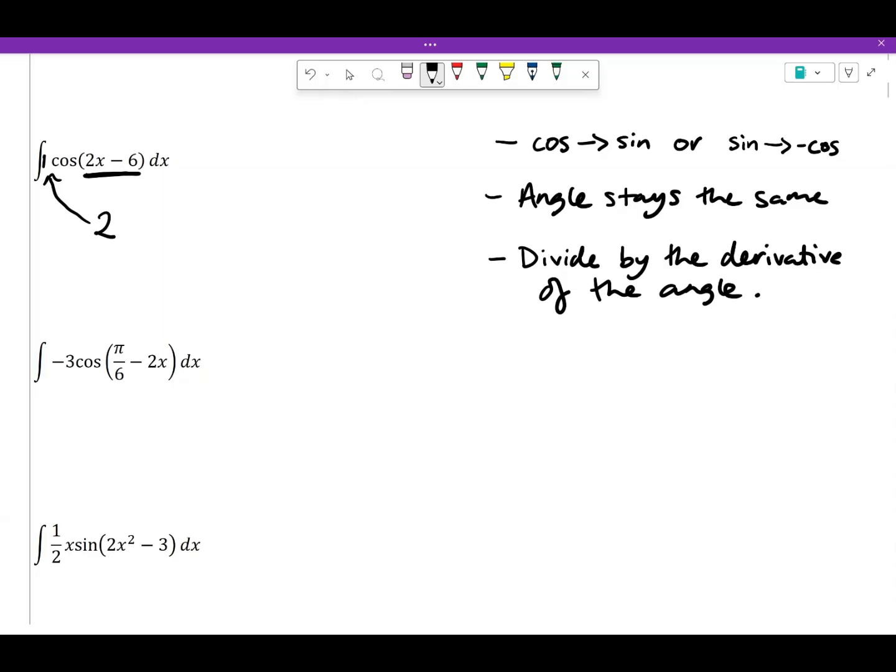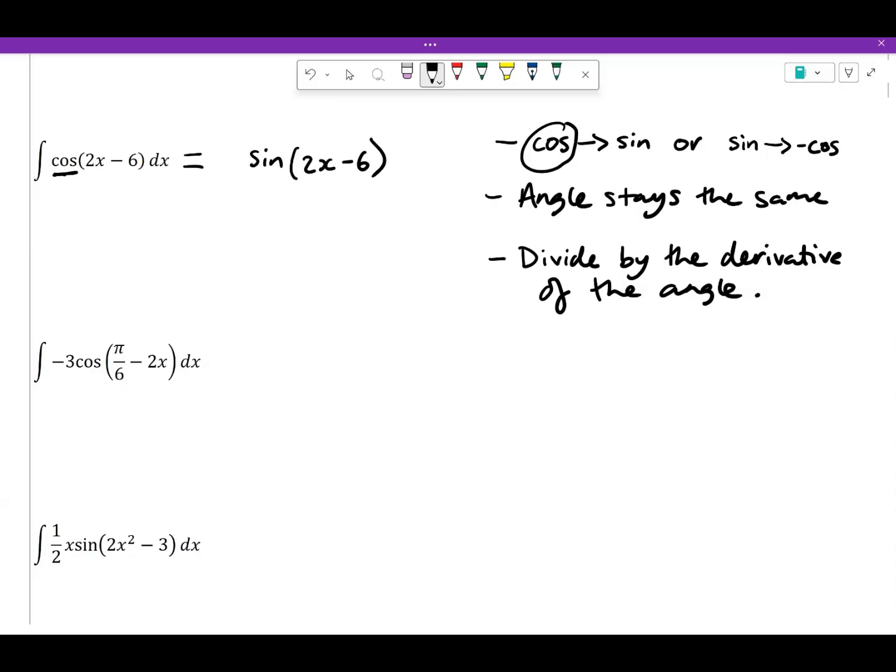So let's carry out my steps. My first step is about picking whether it's sine or cosine and whether it's negative or positive. Well, if I've got cosine, we're looking at our first one here, and that becomes positive sine. Then it says the angle stays the same, so 2x subtract 6, I can write that in.